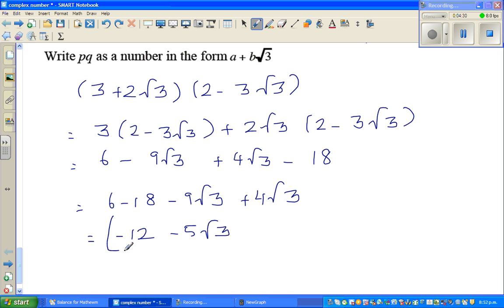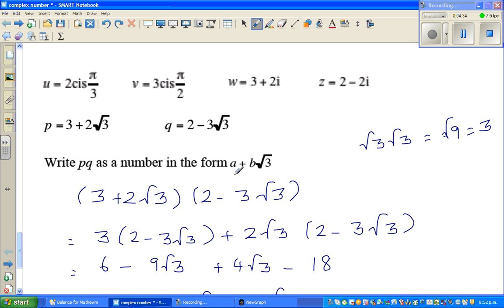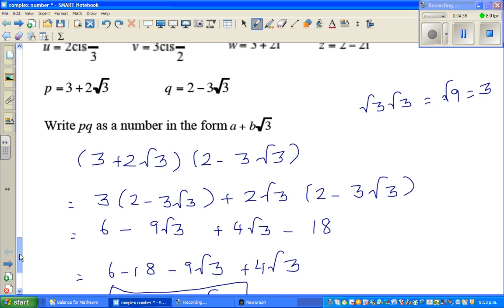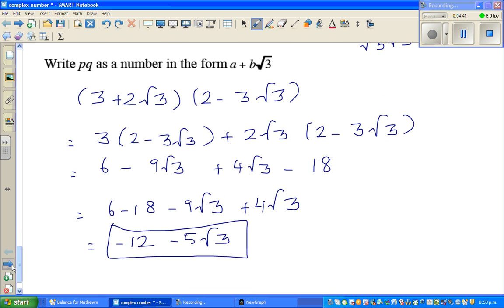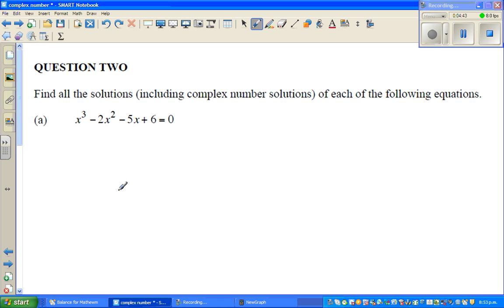This is your final answer. This is called the surd form, and your A is of course minus 12 and B is minus 5. I want you to do this question. I think we can do one more question. These questions have been taken from the 2003 exam paper of calculus, on the standard of complex numbers.